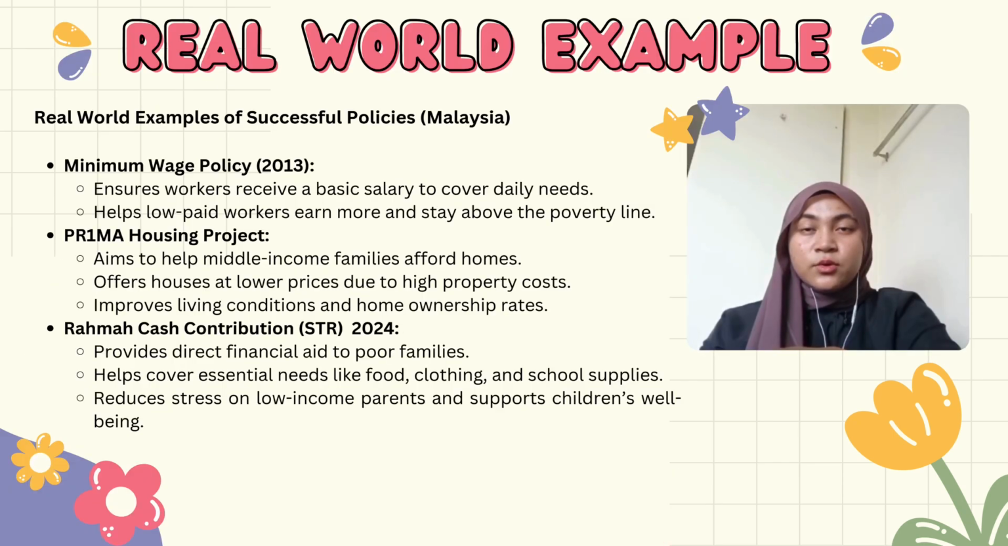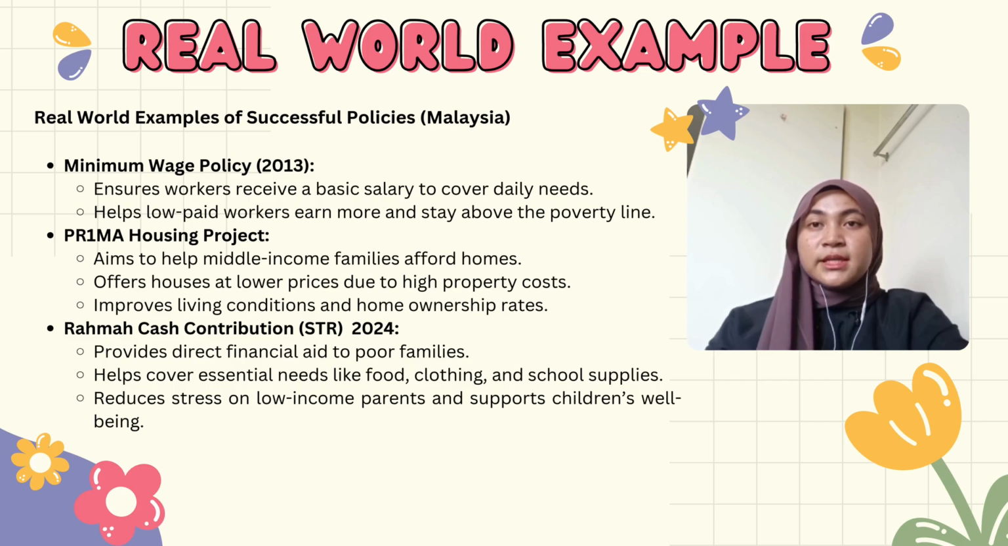The Malaysian government has introduced several policies to improve people's lives, especially for low and middle income groups. One major policy is the minimum wage policy, launched in 2013, which ensures workers receive a basic salary to cover their daily needs. This has helped many low-paid workers earn more and stay above the poverty line. Another important initiative is the Prima Housing Project, aimed at helping middle-income families afford homes.